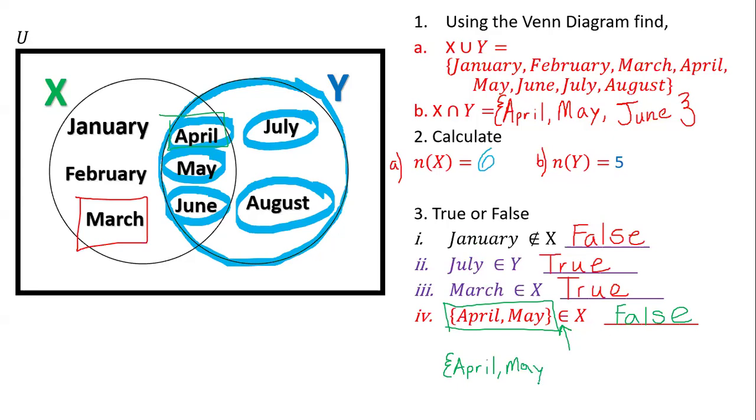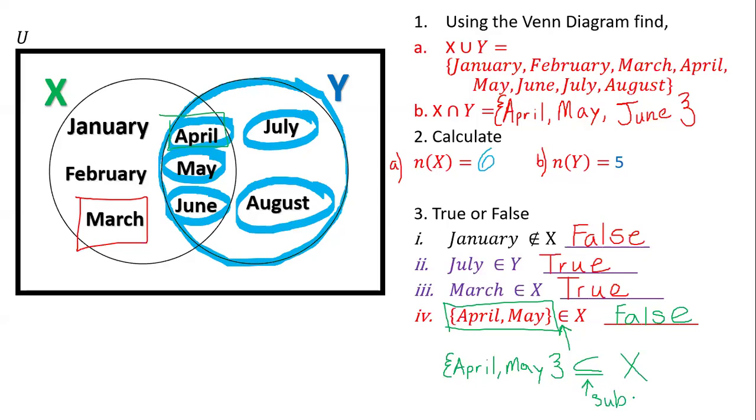If you want to keep the set symbol, you could say April and May is... Some of you may be familiar with this symbol of X. Anyone know what this symbol means?